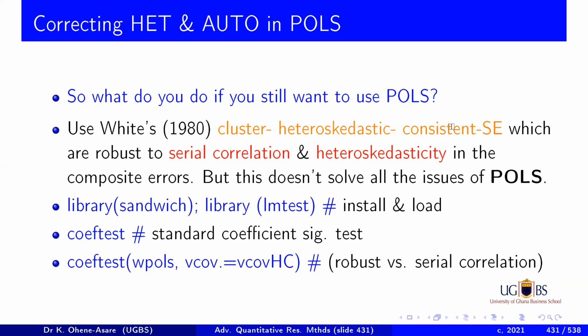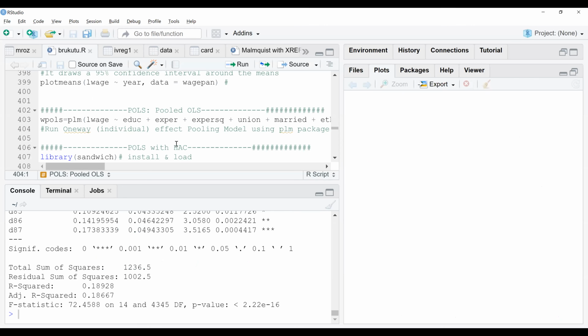Having said that, let's go and correct that with the model. To do that, you need to install these packages, library sandwich and library lmtest. Both of them you have to install and then invoke. So, let's go to the data set. This is our R console.